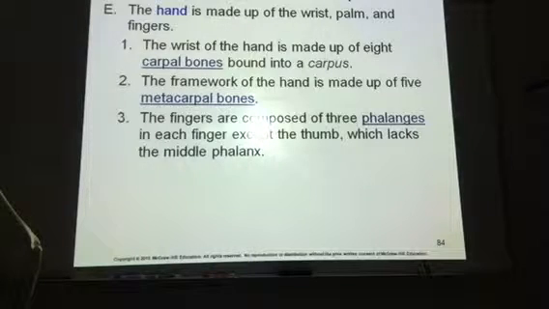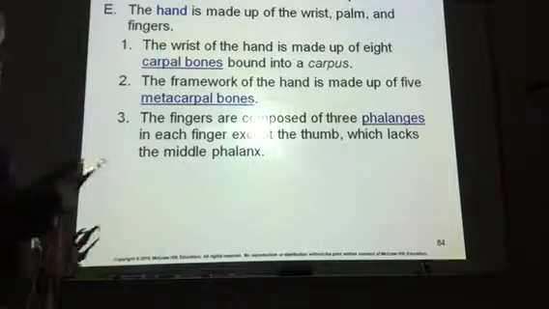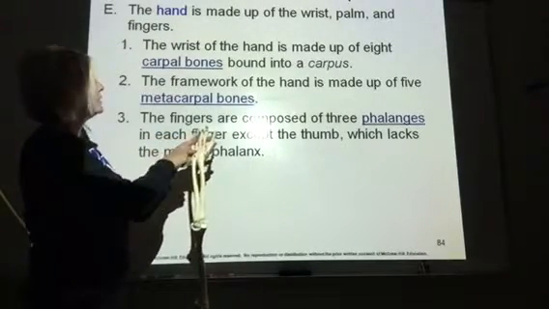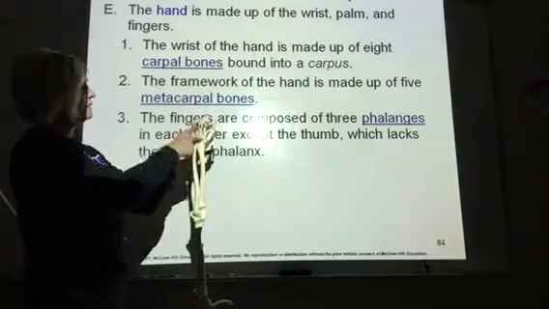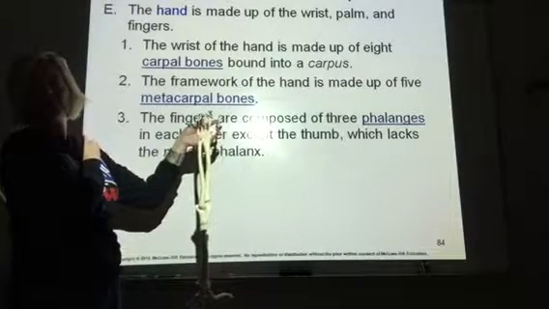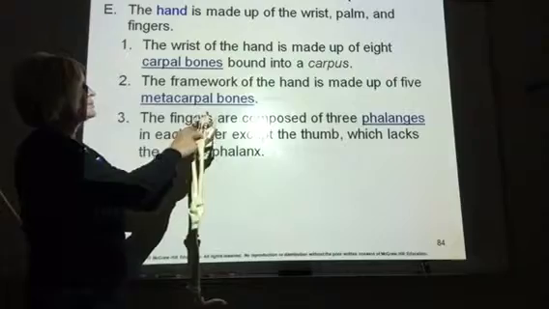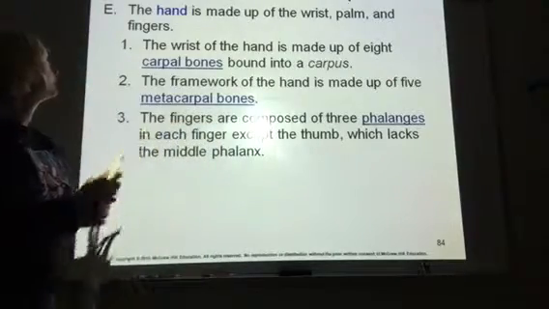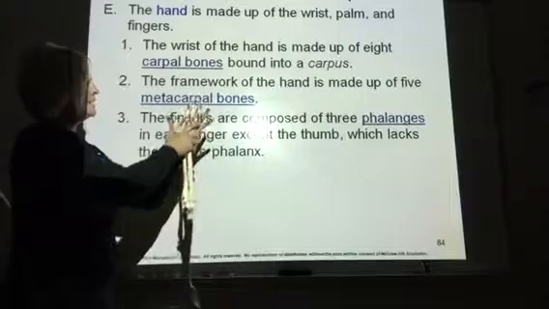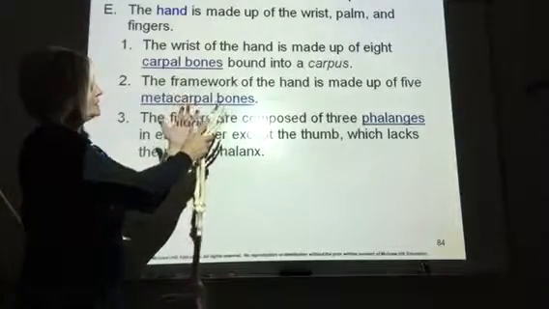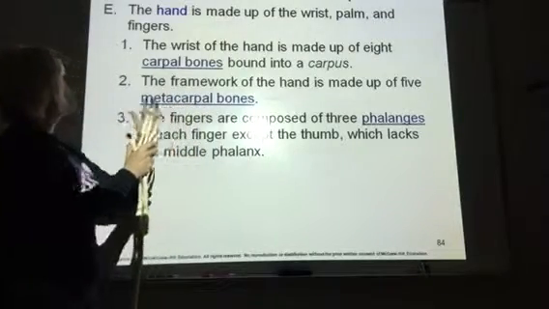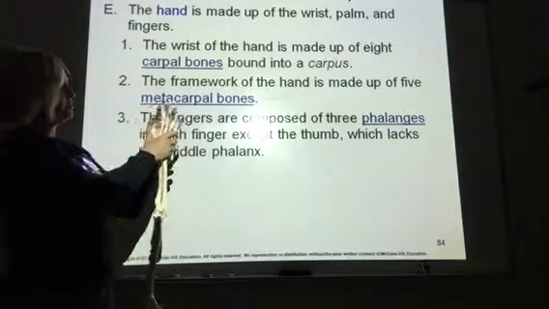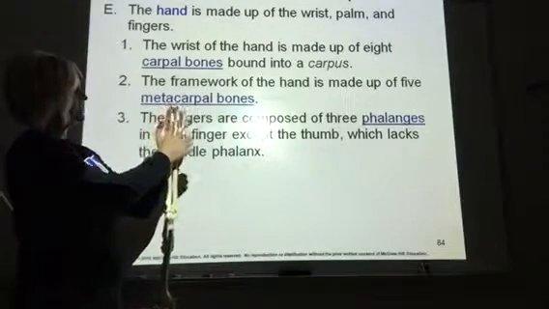The hand itself. The hand is made up of wrist, palm, and fingers. The wrist is 8 little carpal bones, so your wrist is actually these tiny short bones. They each have individual names. I am not requiring you to memorize those. I will not have you memorize the carpals. The framework of the hand, so if I put my hand here, notice these long bones take up my hand part. So the hand bones are called metacarpals. So that's the first long bones that are right here.